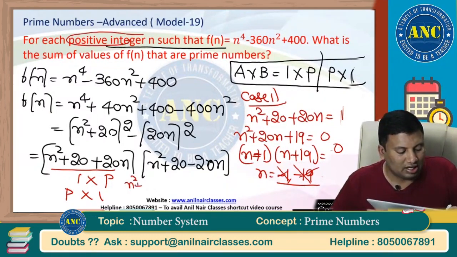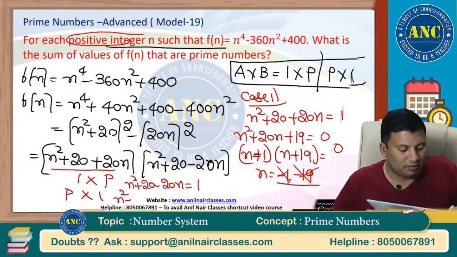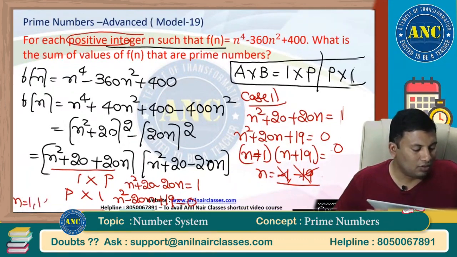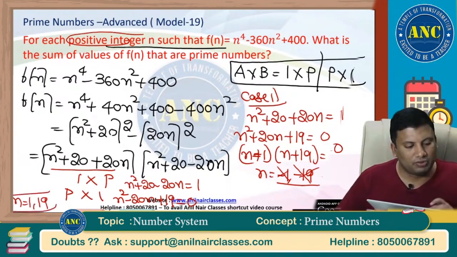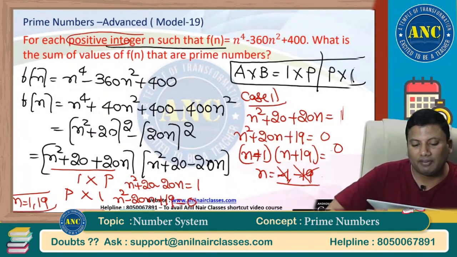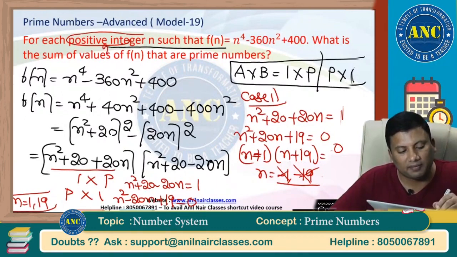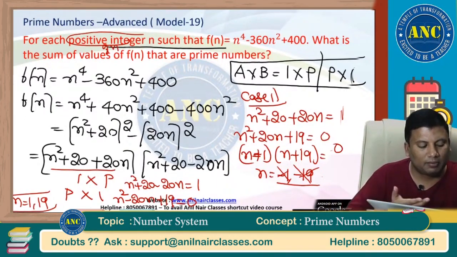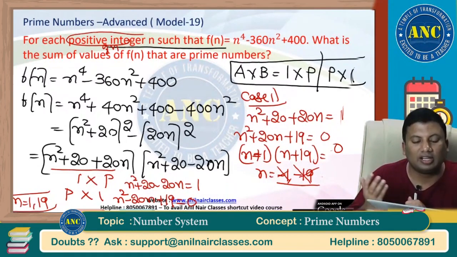Next case, n square plus 20 minus 20n equivalent to 1. n square minus 20n plus 19 equal to 0. So n equivalent to 1 and 19. I hope the idea is clear. What is the sum of the values of n such that f of n is a prime number? Whatever values you got, add them.